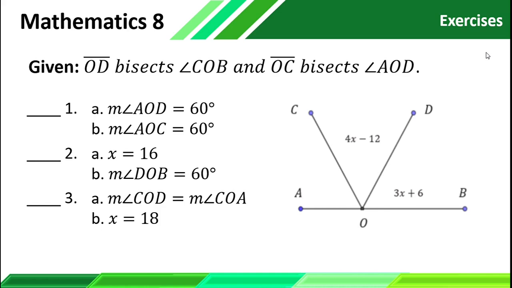Here are the answers on our exercises. For number 1, the correct answer is B. Number 2, the correct answer is B. For number 3, the correct answer is AB.